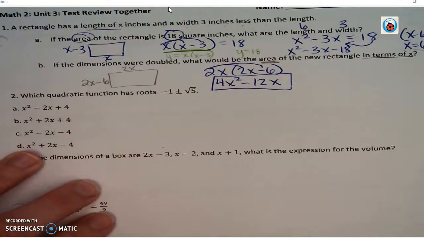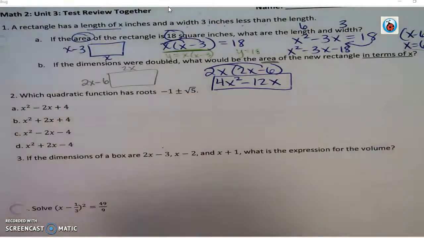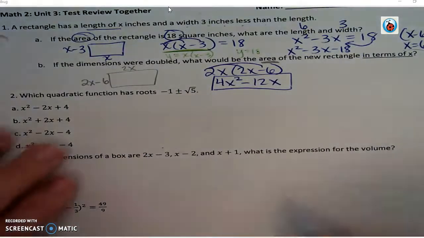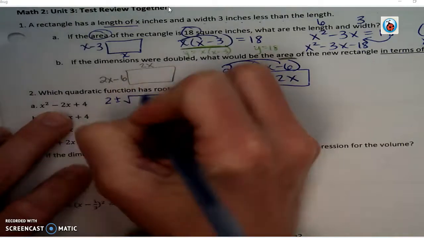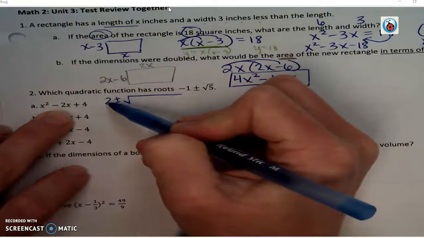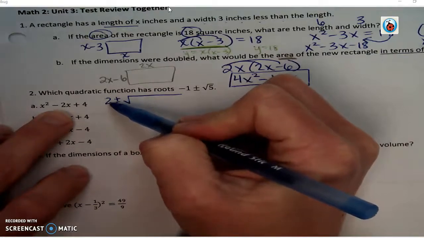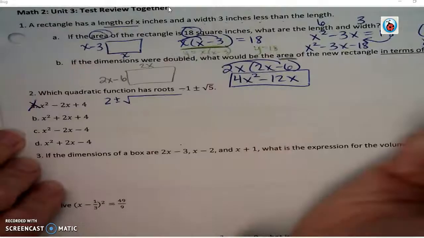Number 2, which quadratic function has roots negative 1 plus or minus square root of 5? So it looks like with the plus or minus, I want to do the quadratic formula. So opposite of b, plus or minus square root. I can go ahead and stop right there because I have a positive 2. Even if that reduces, it would not reduce to negative 1. So A is not the answer.